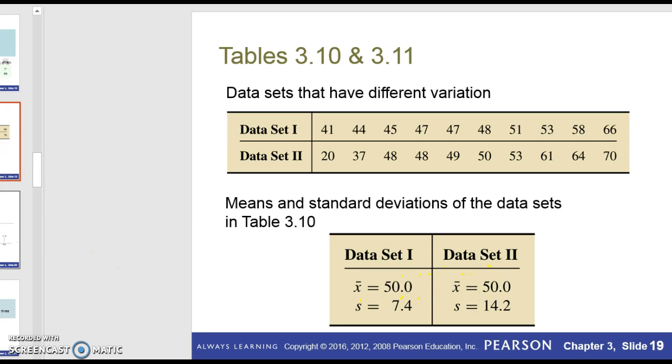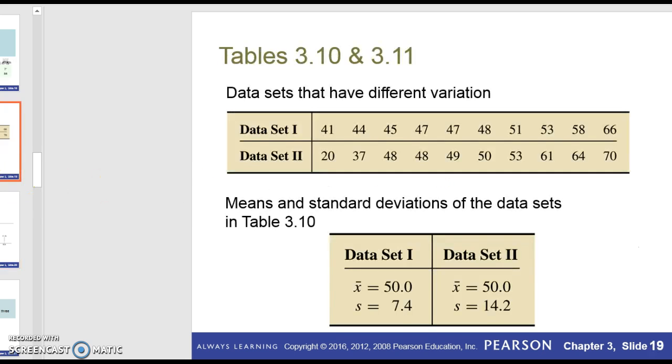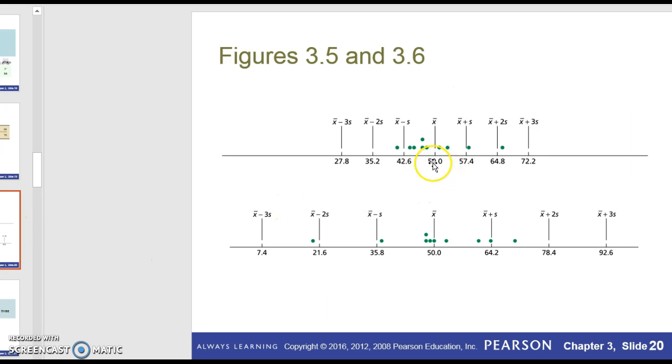However, when you display this on like a dot plot, here are all the points from the first set. And you can see here's the average, 50, and the standard deviation was 7.4. And so if we go one standard deviation above the mean and two standard deviations above the mean, you can see that's denoted as the mean plus S or the mean plus 2S.